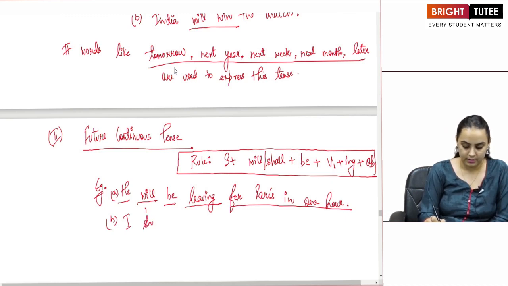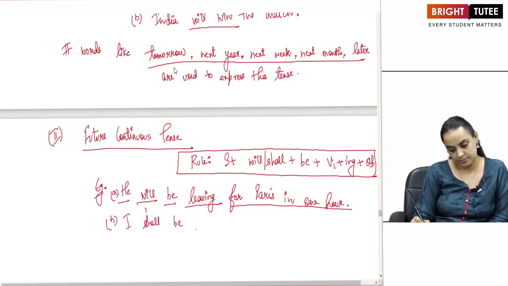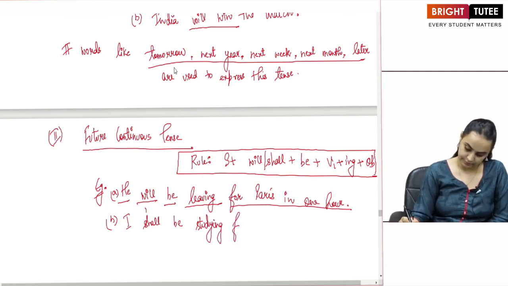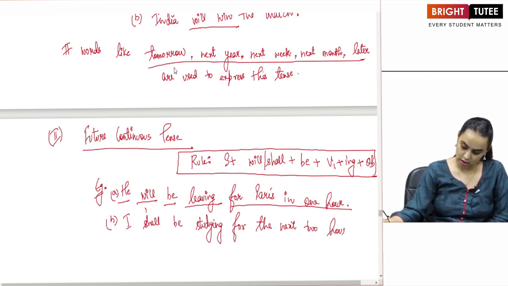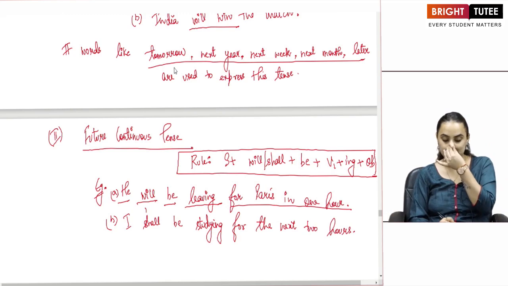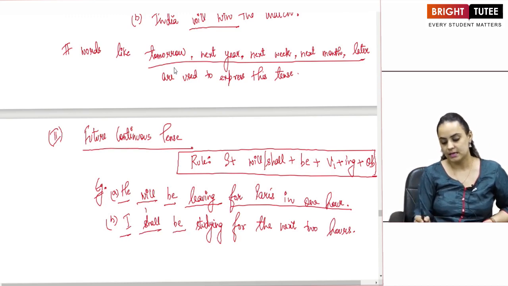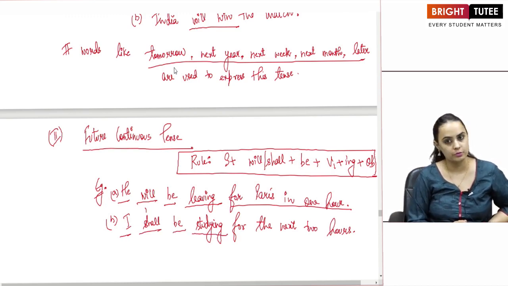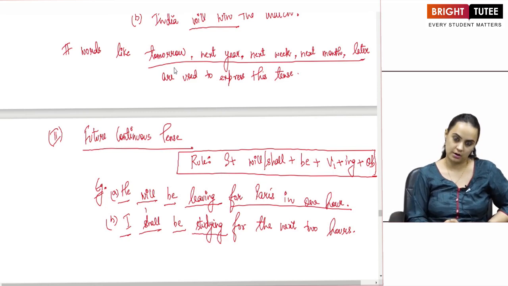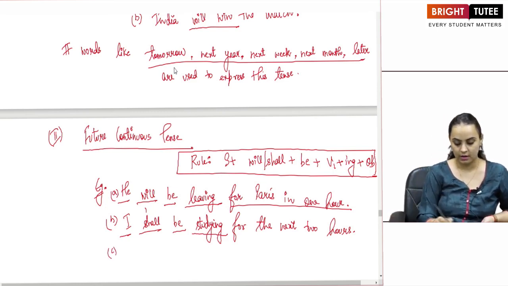I shall be studying for the next 2 hours. Since my subject is I, therefore I use shall plus be plus the ing form of the verb. So I shall be studying for the next 2 hours.